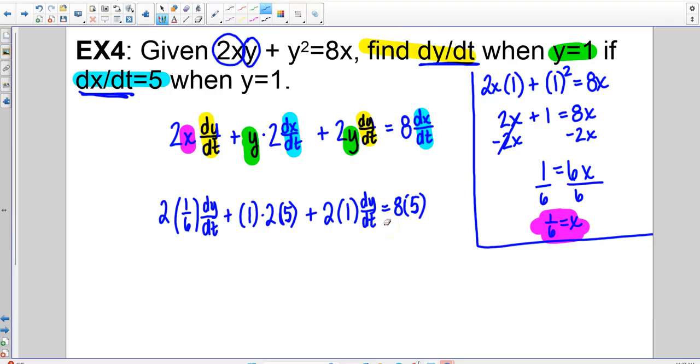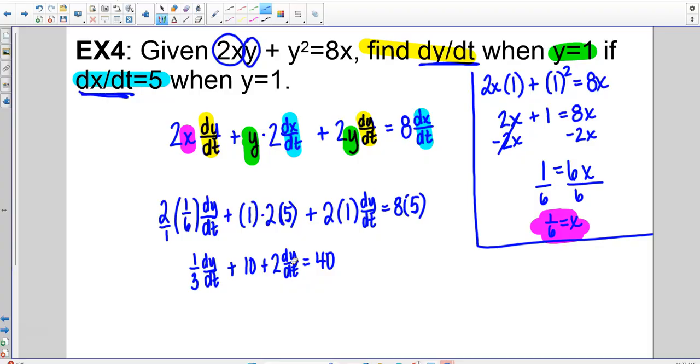So it's not as bad as it looks. I've got 2 times 1/6, that is like 2 over 1 times 1 over 6. That's 2/6, but that reduces to 1/3. So I've got 1/3 dy dt plus 10 plus 2 dy dt equals 40.